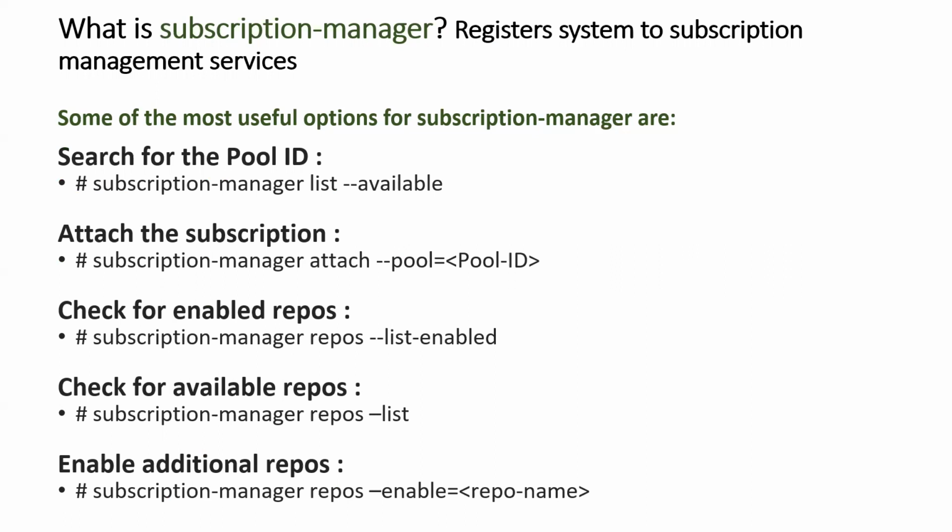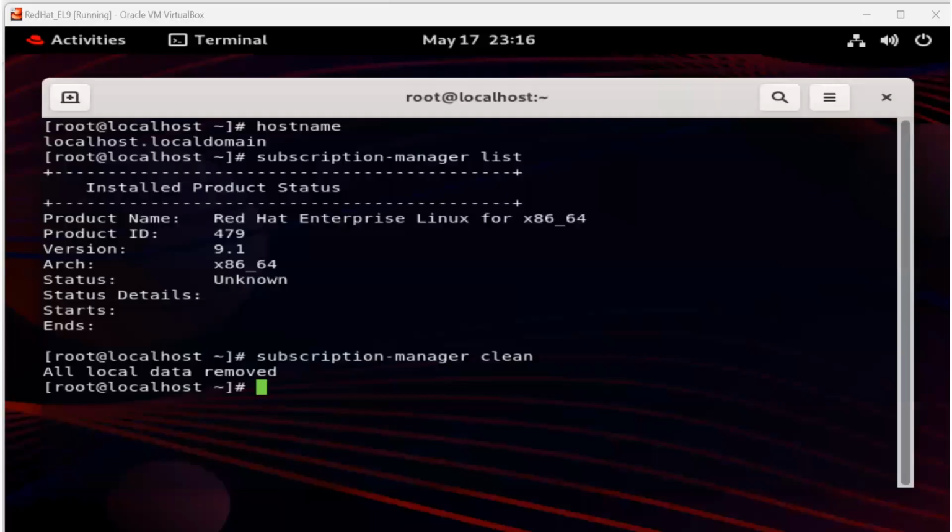But before that one, check for enabled repositories. We already showed you that one. Repos --list --enabled. And then to check the available repositories, to get all of the available ones that you can later enable, you can just say repos space --list in front of the subscription manager. For the subscription manager, repos --enable is equal, you just put the name of the repos which you want to enable.